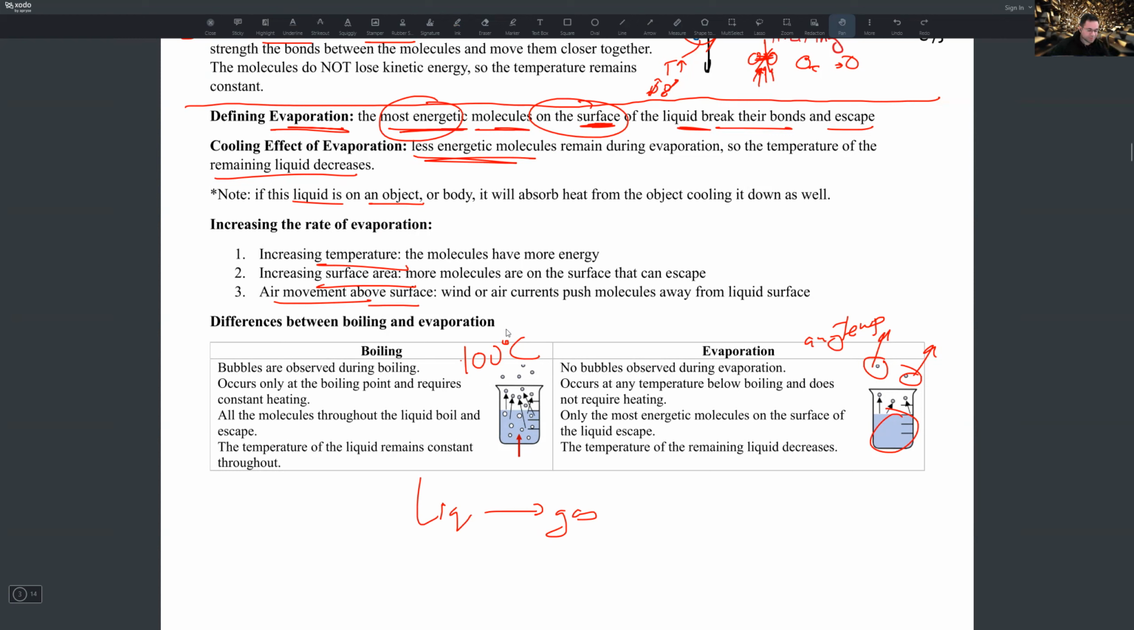What else? This one is stupid, but you see bubbles during boiling. You don't see bubbles during evaporation. Evaporation only happens on the surface. Boiling happens through the entire liquid. And during boiling, the temperature stays constant. But during evaporation, the temperature decreases. So all of these are differences you need to keep in mind.